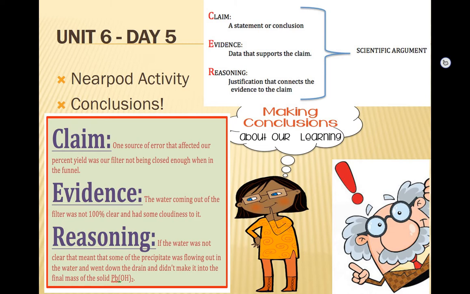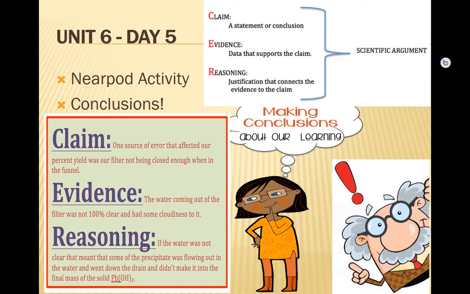Let's go over these really quickly. You're going to go over it in the Nearpod again, but I want to make sure that we're all on the same page. We're still using the same vocabulary. So when we make conclusions, it's about our learning. If we have a purpose for the lab, then we are restating the purpose in the claim. If we have a hypothesis or a problem, then we're not really restating, we're stating a claim of what solves that problem. So our claim is a statement or a conclusion. The evidence is what we got in lab that will support that claim. And then our reasoning or justification is what connects that evidence to the claim.